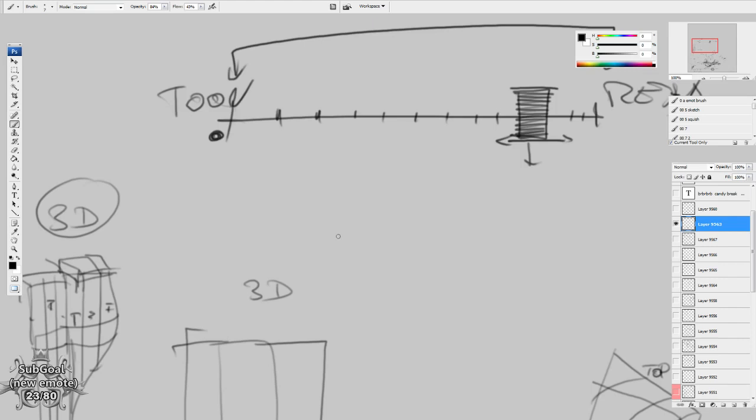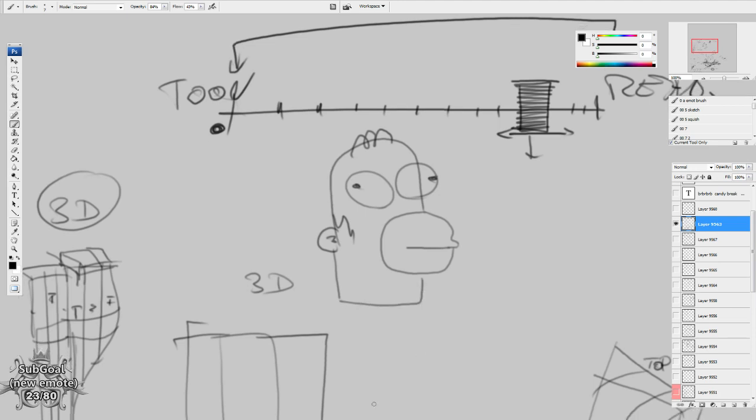Let's see if I can pull this off. Let's see. Oh dear Lord. Oh dear. Let's see. You know this guy. You know this guy. Holy shit. Almost. Homer Simpson. Proportions. Eventually it's so simple.